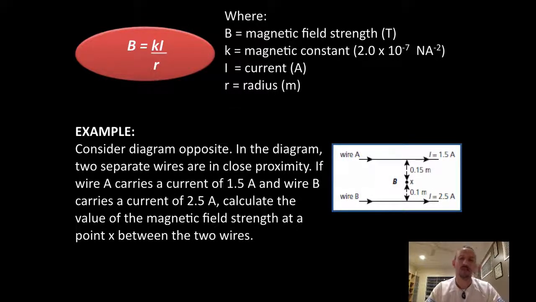So at point X, the magnetic field for wire B is coming out of the page, whereas for wire A, it's going into the page. We've got two different directions. So the result is we're going to have to make one direction positive and the other direction negative. That's going to be useful to find the net magnetic field strength between the two. So let's see how we solve it.